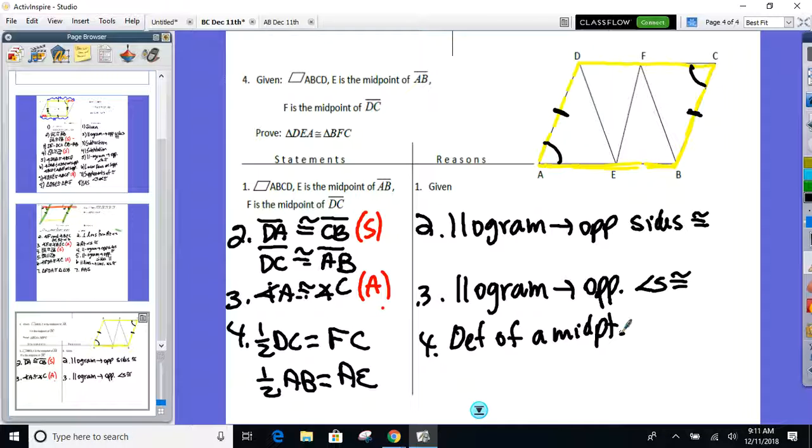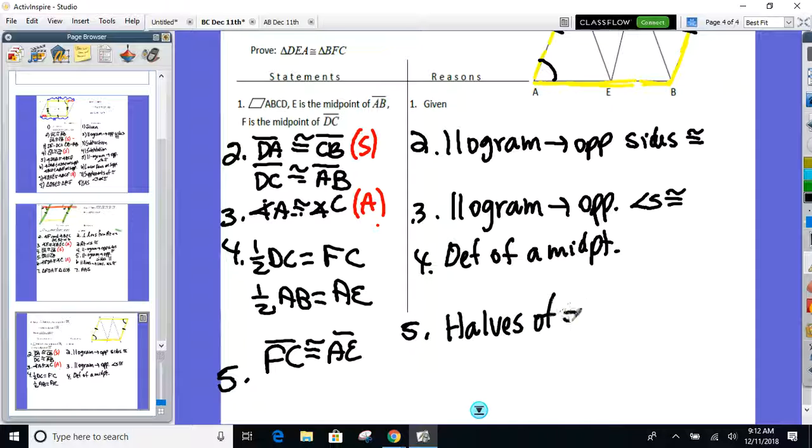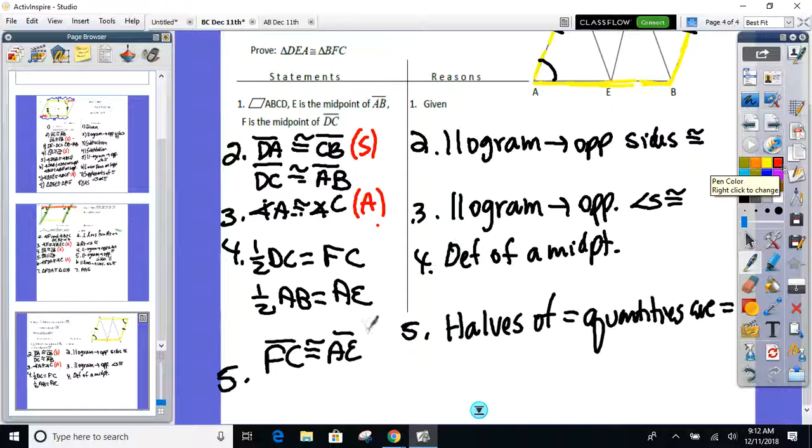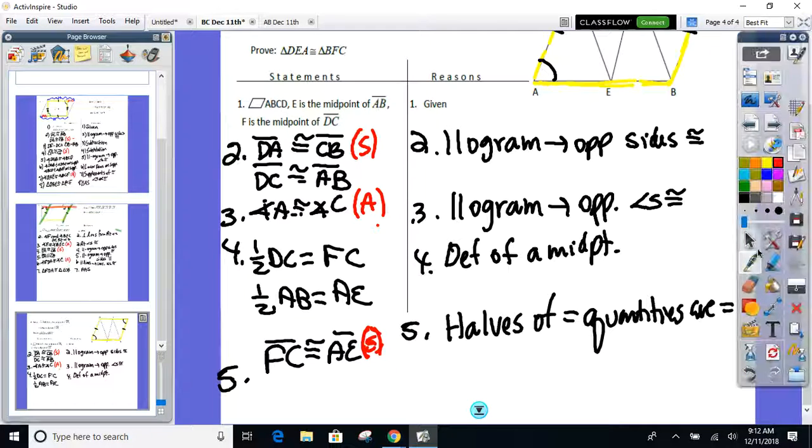And then finally, yes, you're taking half. What do you know about DC and AB? DC and AB, what do we write down? Halves of equal quantities. Now you can say finally that side FC is congruent to AE, halves of equal quantities. And that gives you your side. And then what method are we talking about? Side angle side, yep.